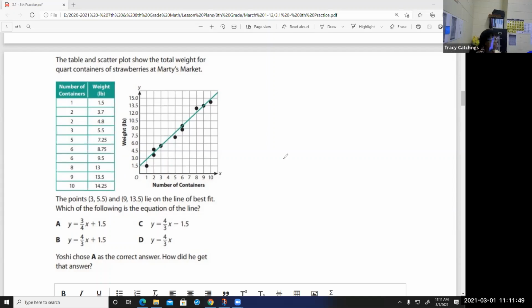Now, which one did we say we could easily find when looking at the graph? What's the y-intercept? So that means that's the first thing I'm looking for, something with a y-intercept of 1.5. Good, D can be gone, and then C can be gone because that 1.5 is above 0, so it'll be positive. All right, so we got different slopes, 3/4 and 4/3.